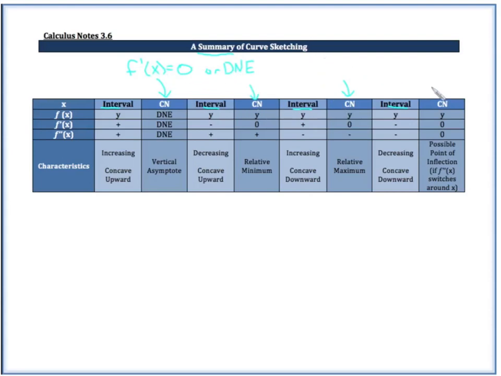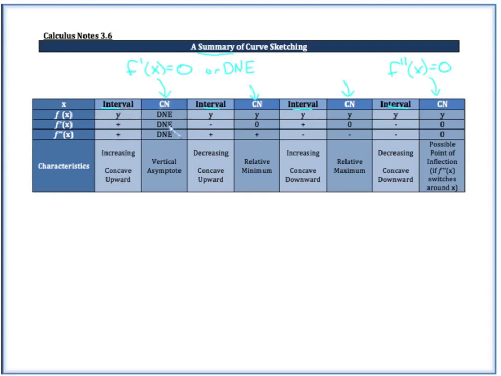Now we also want to include places where f double prime, so the second derivative, equals 0. And there we can get possible points of inflection. So we definitely want to add these to our points that we're testing. Now the summaries here are going to show us what happens.